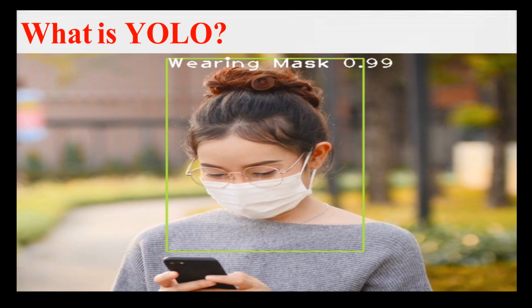YOLO involves inputting the whole image at once, and then the image passes through the convolutional network only one time. This is the main reason behind naming it You Only Look Once. In other algorithms, this process happens again and again, that is, the input image passes through the CNN again and again, which gives a really high-speed object detection advantage to the YOLO algorithm over other algorithms.